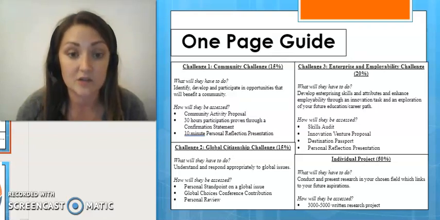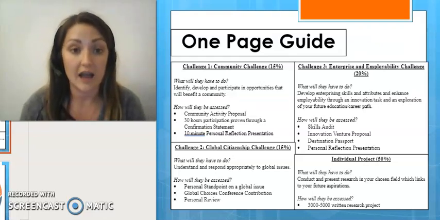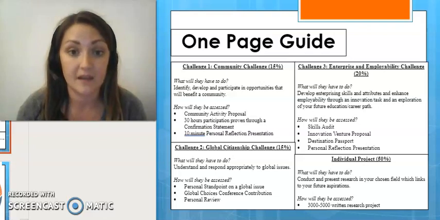This will then be evidence for a confirmation statement, and lastly, at the end of the challenge, students will need to prepare a 10-minute personal reflection presentation where they look at how they got on in the community challenge, the skills they developed, and also the impacts that they had on the targeted community.